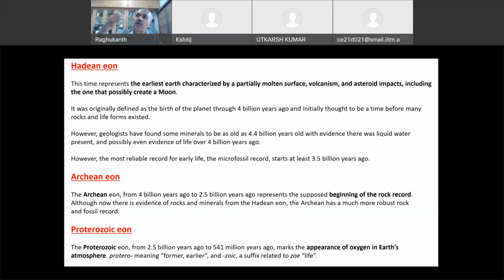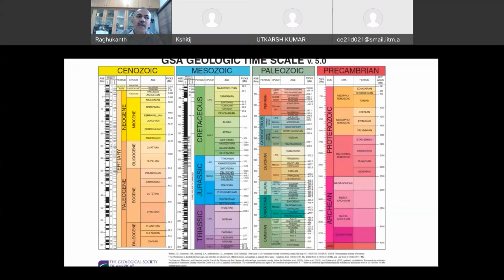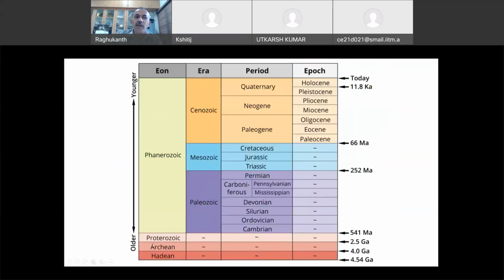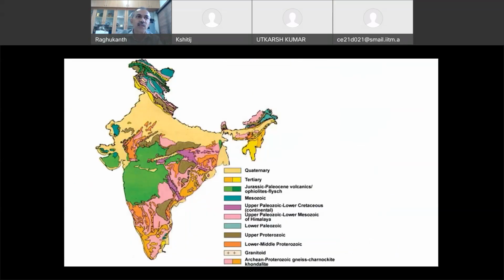Then slowly it solidified, and then the Archean set in. So this started, you see, the beginning of the rock record, we say. In our geological cycle, there is no rock of Hadean. So rocks started forming in Archean. So this is like a boundary. Hadean to Archean means from molten things we started, the crust started solidifying, and rocks formed. Okay, that's the Archean era.